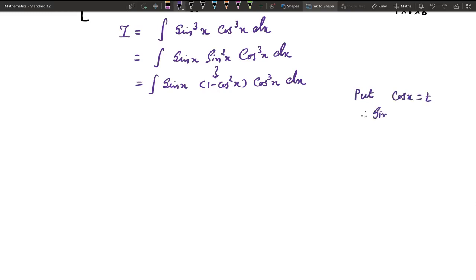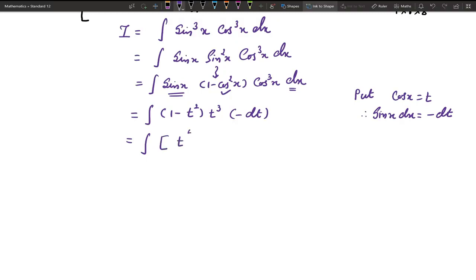Therefore differentiate both sides: sin x dx equals minus dt. You take the minus on the right-hand side. So this can be written as (1 minus t squared) cos x, that is t, this is t cubed, and sin x dx is minus dt. Now we simplify. This is ordinary simplification: t raised to 5 minus t cubed dt.